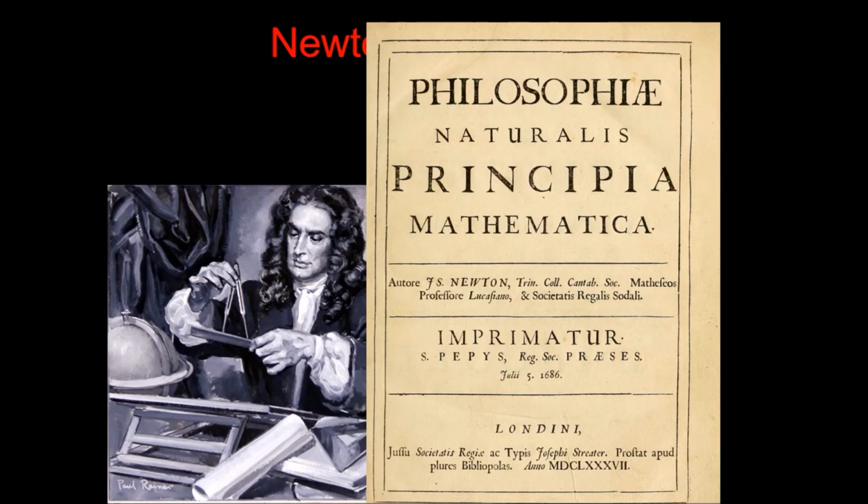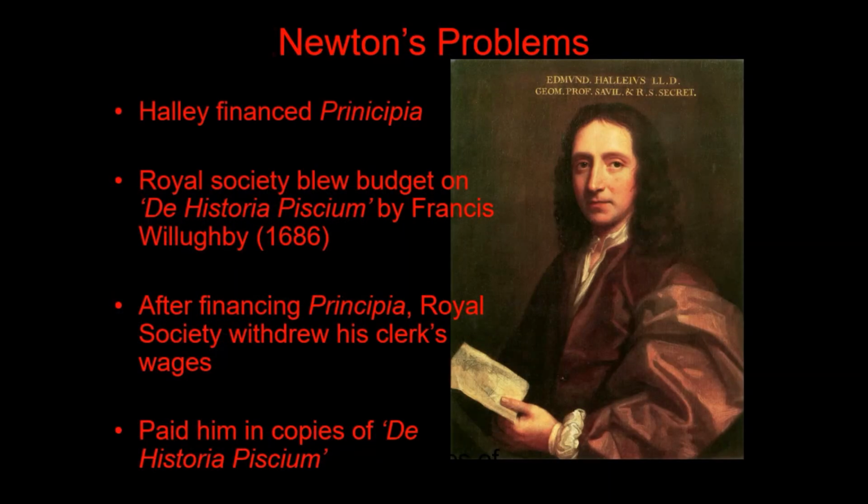And, of course, they went to the Royal Scientific Society in London, and they said, sorry, we can't do that, even though Halley worked for the Royal Society. They said, we can't do that because we just blew the entire publishing budget for the year on De Historia Piscium by Francis Willoughby. This was particularly embarrassing, so Halley financed the publication of Principia himself. One of the big works in the whole history of science was paid for by private money because the main societies and main establishment had blown all their cash.